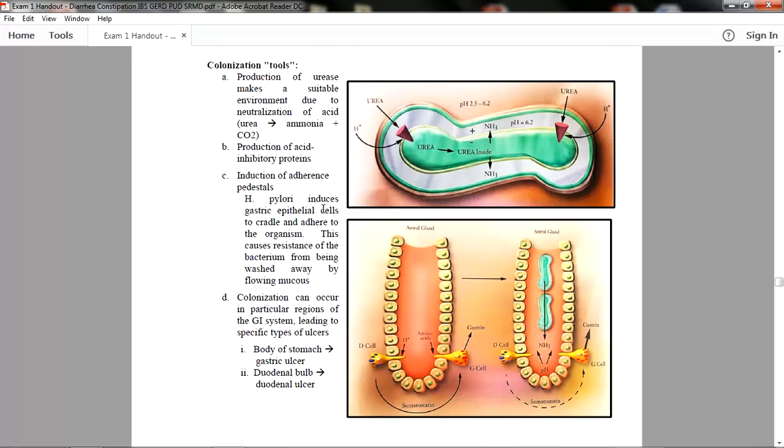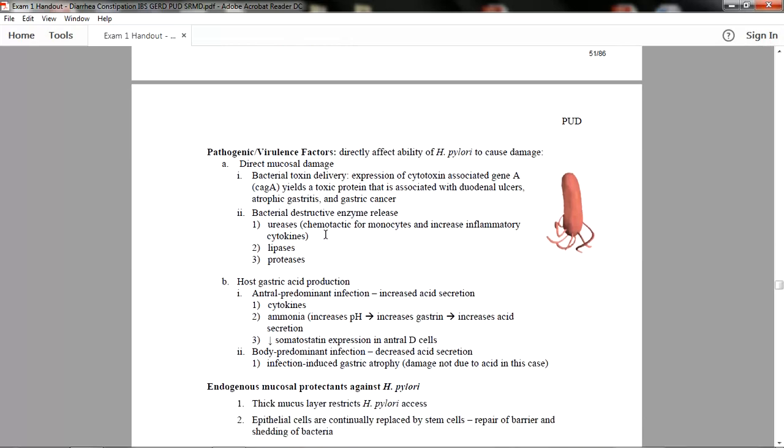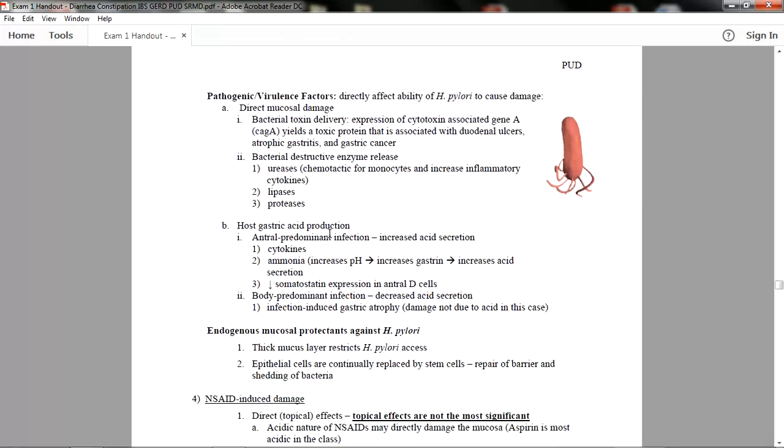So we talked about the association, but this is not just association now. This is the exact cause, okay, of that excess acid production. Okay, so some of the pathogenic factors that I want. So we talked about colonization factors. In some cases, they're overlapping, but I want to talk about the pathogenic factors.